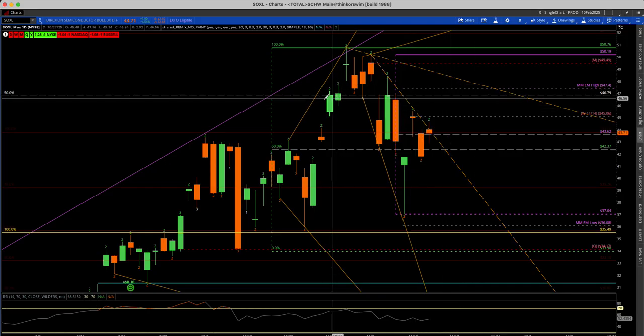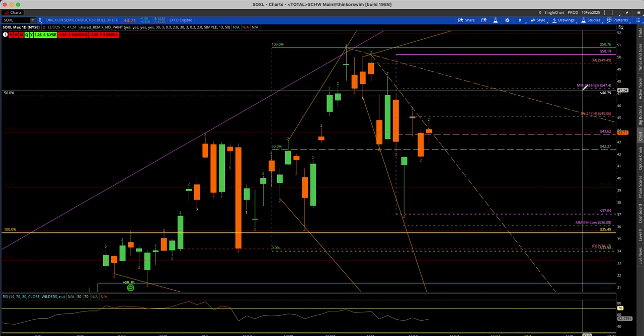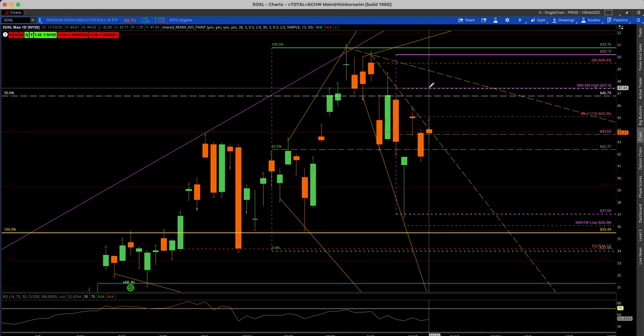Last year's 50% level, which has been some resistance in the past. We've got the market makers expected move high, which again is not an end-all be-all. Price doesn't have to reverse at that level. Also, side note, if you're not familiar with the market makers expected move high and low, make sure you check out our weekend video where we dive in a little bit deeper into that.